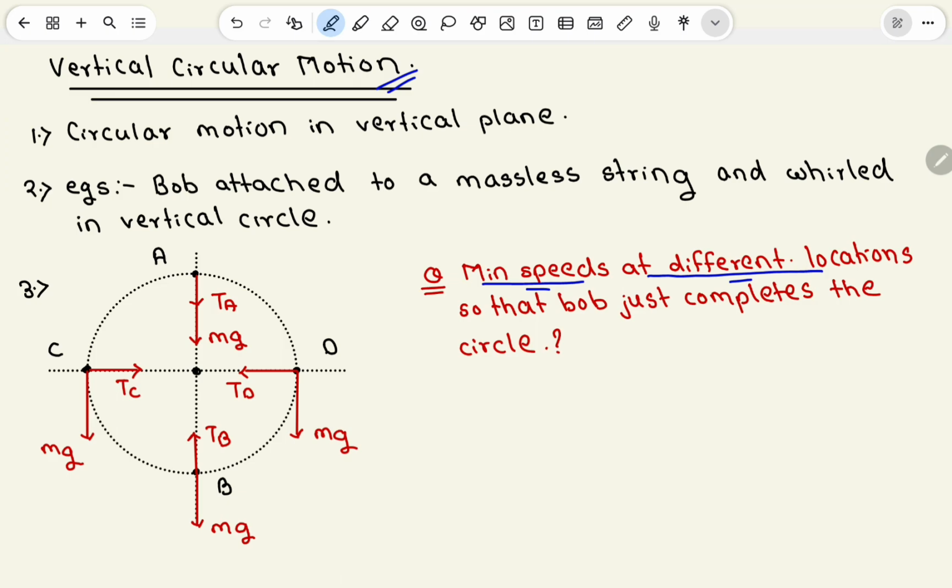And which minimum speed? Such that the bob just completes the circle. The positions that are important to us are the bottom position B, the top position A, and the mid positions along the horizontal diameter, that is C and D. So let us see how to find out the magnitude of minimum speeds for these different locations when the particle moves in a vertical circle.